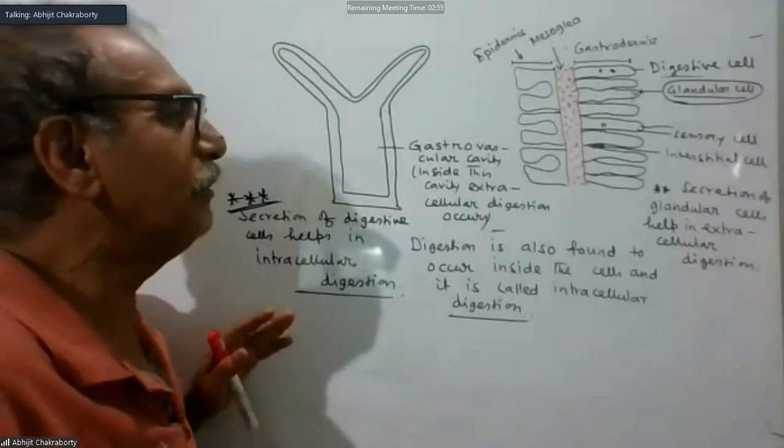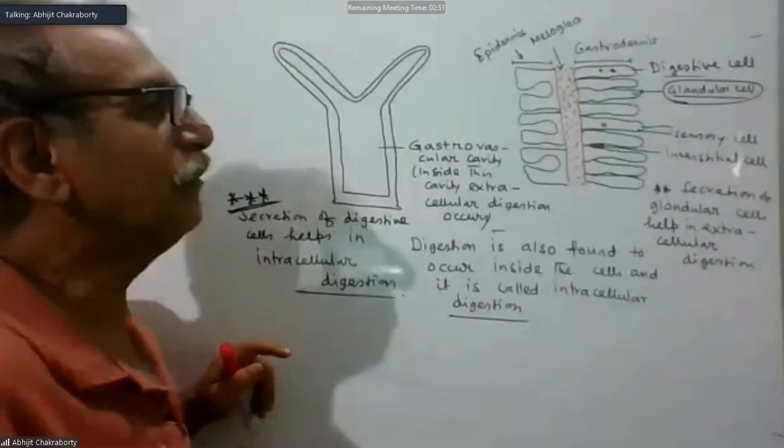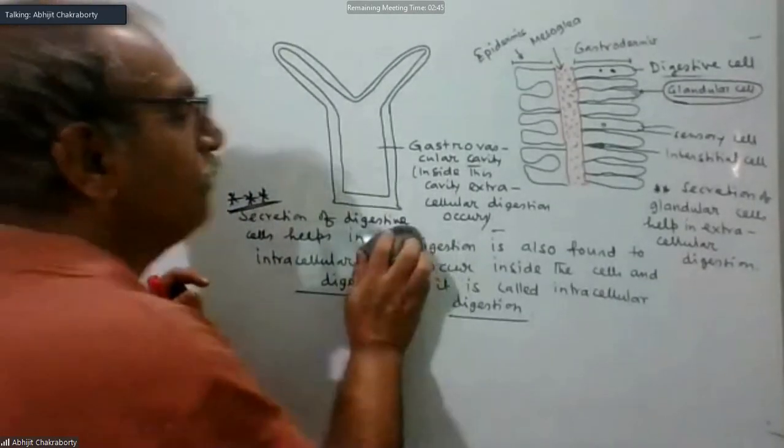Next, balance of gastrovascular cavity is also a most important point. Another most important point is the most important point of this phylum.